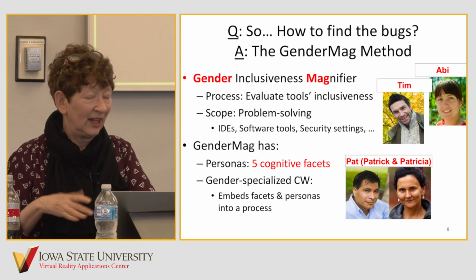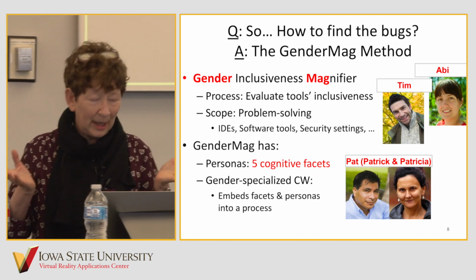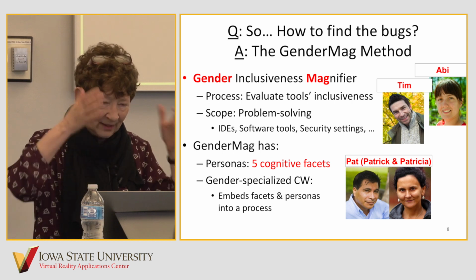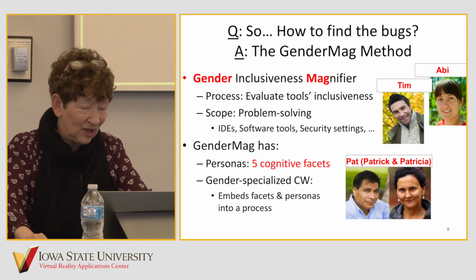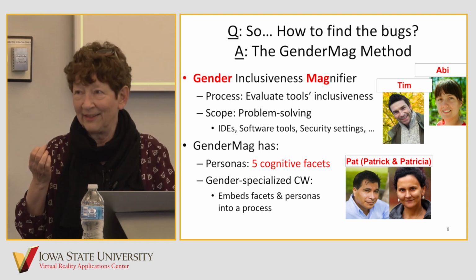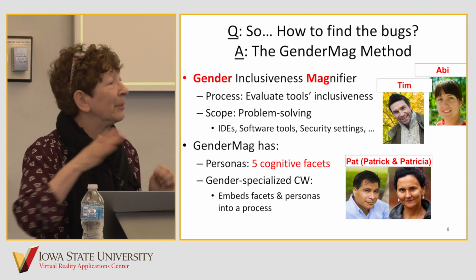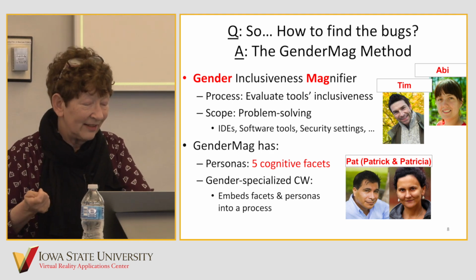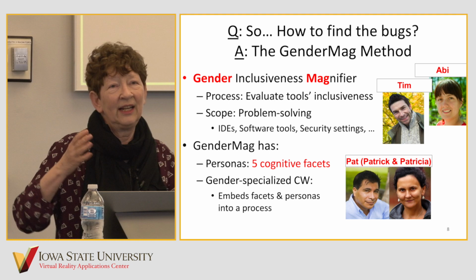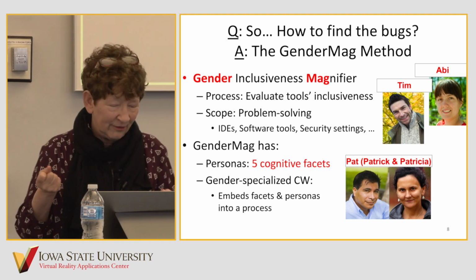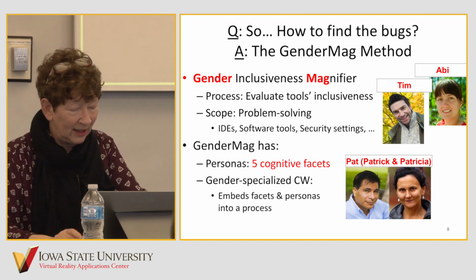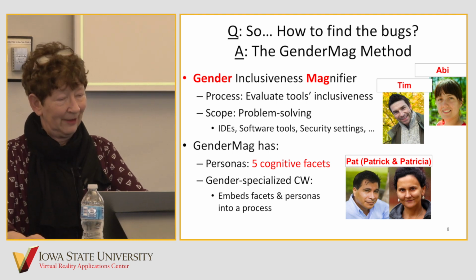It's based on some personas, which I'll introduce you to in a moment. Probably most of you have heard of what personas are, but in case you haven't, it's a fake person that's representative of some pile of people from your population. Our personas are a little different from most because they are entirely defined by 5 cognitive facets. The rest of the stuff is completely customizable. Then there's a process, which is a gender-specialized cognitive walkthrough. HCI people may have heard of this term before. It's a very long-standing HCI method for understanding the steps that somebody goes through when they're trying to learn a new system. I'll show you how this all fits together right now.